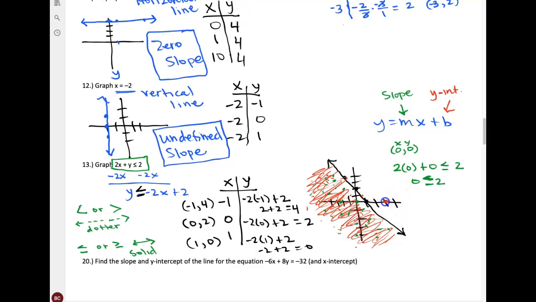So let's do a test point right here. I can tell that that one is not going through my line here. So that's the point (3, 0), right? If I put that into that original equation, I'd have 2 times 3 plus 0, is that less than or equal to 2? Well, here I get 6 plus 0, so is 6 less than or equal to 2? No, this is a false statement, so that means that point is not part of the solution, so none of the points on this side of the line will be a solution, so I have to pick the other side of the line.